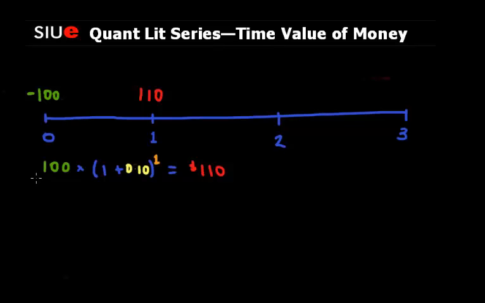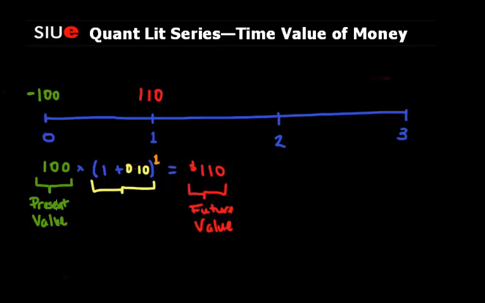Now this $100, we call this the present value. It's the present value of the $110. And we call the $110 the future value of the $100, of the present value. And this number here, this 1.10, that transforms the $100 present value into the $110 future value, we call this the future value factor.